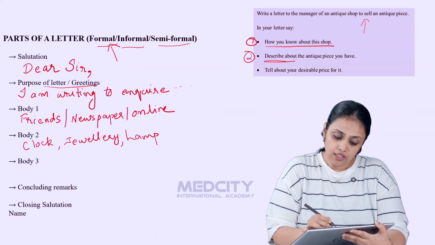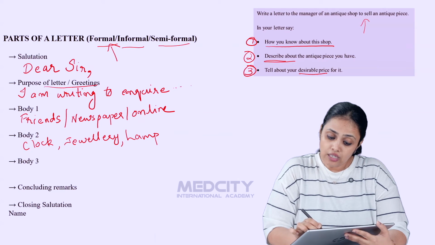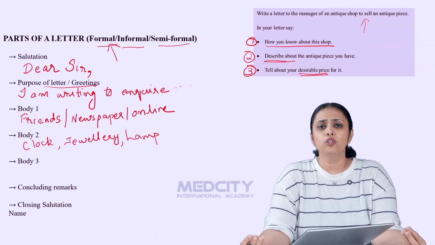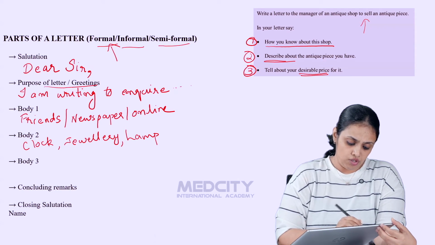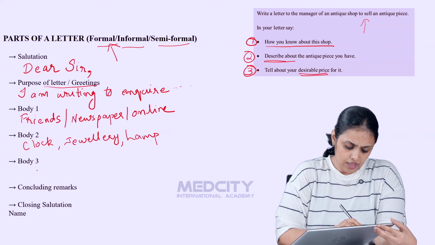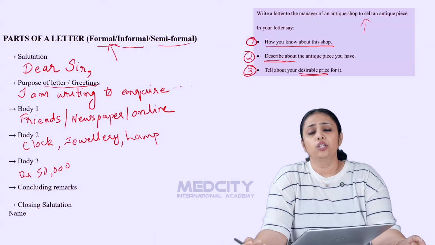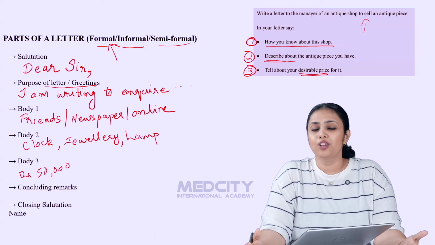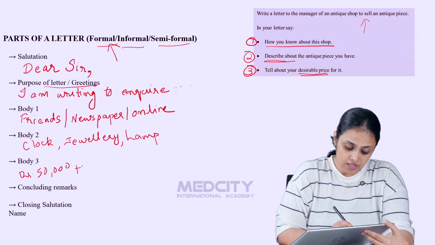Then body 3. Body 3 is nothing but the expansion of this third bullet point. What is it? Tell about your desirable price for it. Now you have to choose a price which you feel is worth it for your product. Suppose I can choose 1 lakh, I can choose 50,000, any price. So decide on that. Maybe I choose 50,000 rupees. But one more thing, you're talking to the manager of that antique shop and you cannot be very adamant. You cannot say that I want 50,000. You should also consider being flexible.